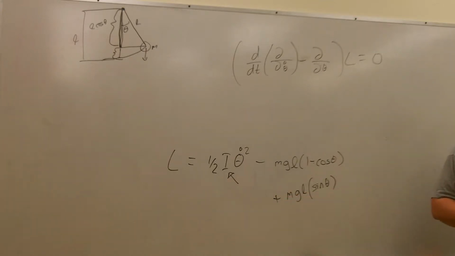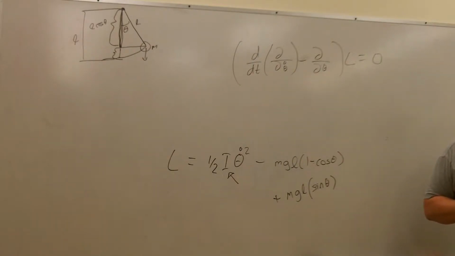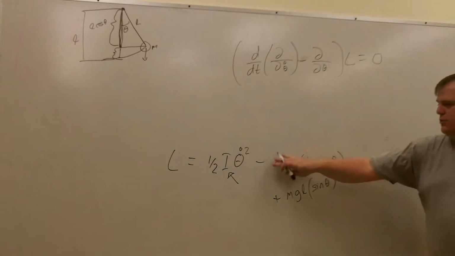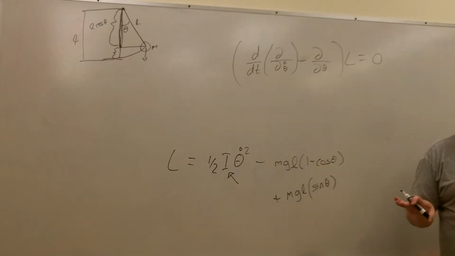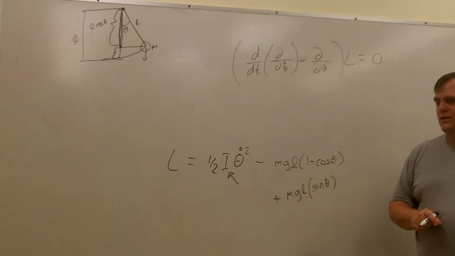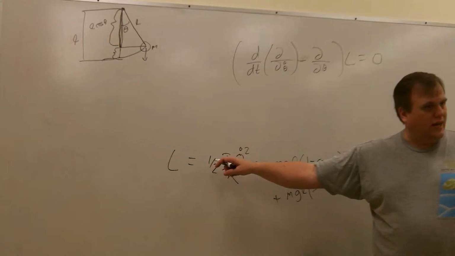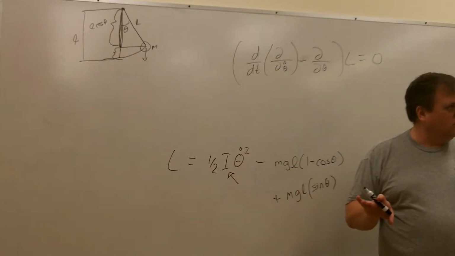Good? All right. Now we take the derivative with respect to theta dot. This term goes, it doesn't involve theta dot. How about this term? Well, I've got the 1/2 I, and I get 2 times the 1/2 I, so I just get the I. We agree with that?